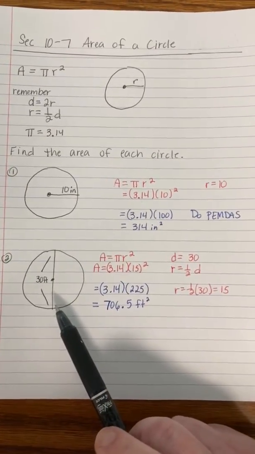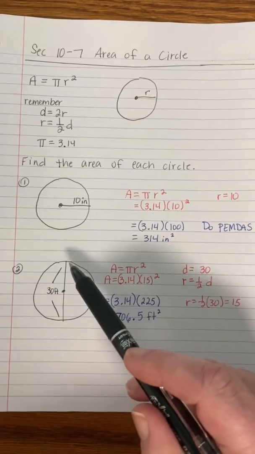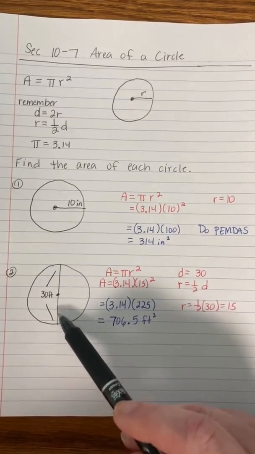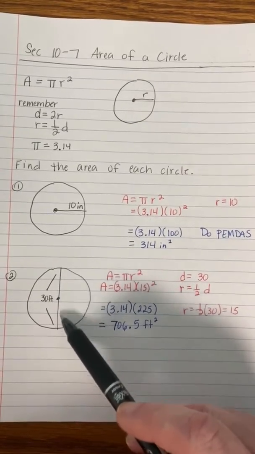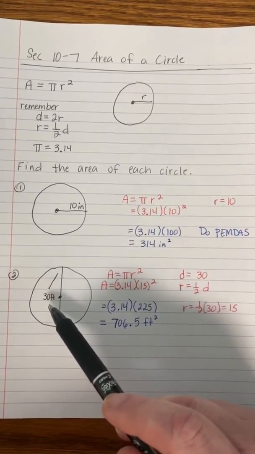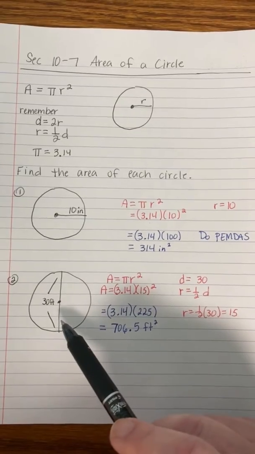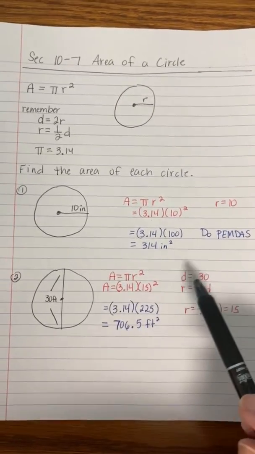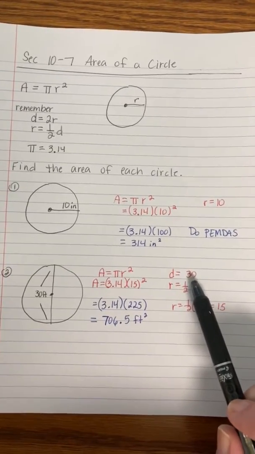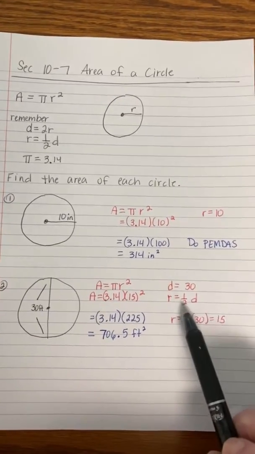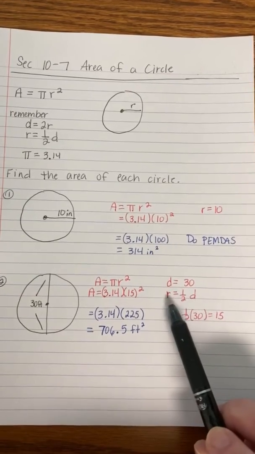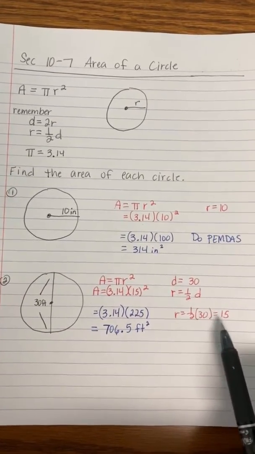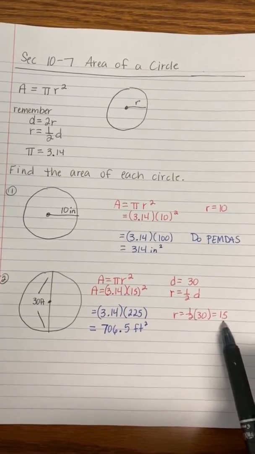All right, on number 2, on my diagram on this one, I have the line that is going all the way through the circle and it passes through the center. So this is a diameter, which equals 30 feet. So that means that I need to find the radius first before I can plug it into my formula. So if I know my diameter is 30, and I know I can take half of that diameter to get my radius, then I just take half of 30, which is 15, and 15 is now my radius.